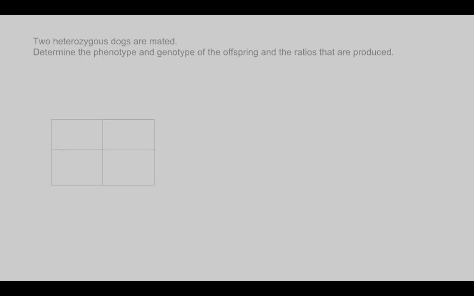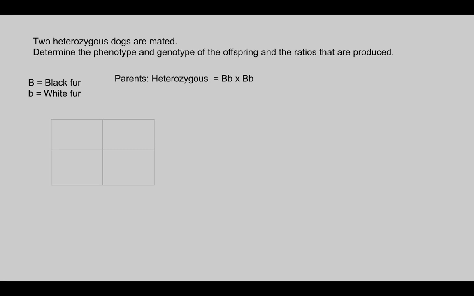Let's look at another problem. We're now asked to determine the phenotype and the genotype when two heterozygous dogs are mated. As always, we list the alleles, capital B for black and small b for white. Next, I need to work out what the parents are. Now I'm told that they're heterozygous, so they must be capital B small b. That's both parents. That means that these parents are carriers of the white allele, but they are black Labradors. Place my alleles on the side of each of the squares, and then fill in my Punnett square.